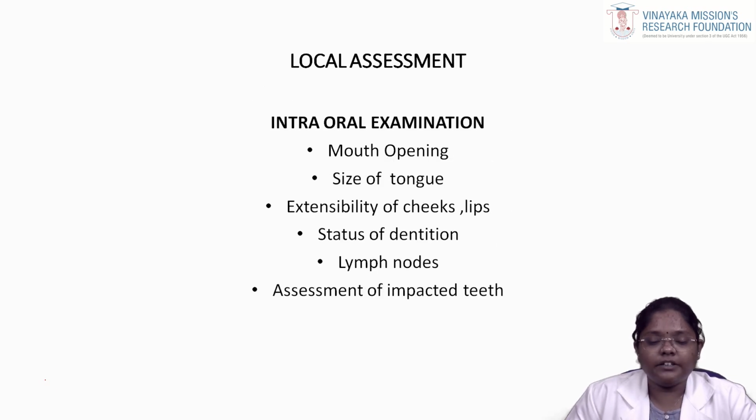Local assessment: intraorally, the most important things are the mouth opening and the size of the tongue. Extensibility of the lips and cheek should be assessed, as in oral submucous fibrosis, where extensibility of the lips and cheek will be reduced. Also the status of the dentition and lymph node involvement. The impacted tooth should be assessed clinically in local assessment.